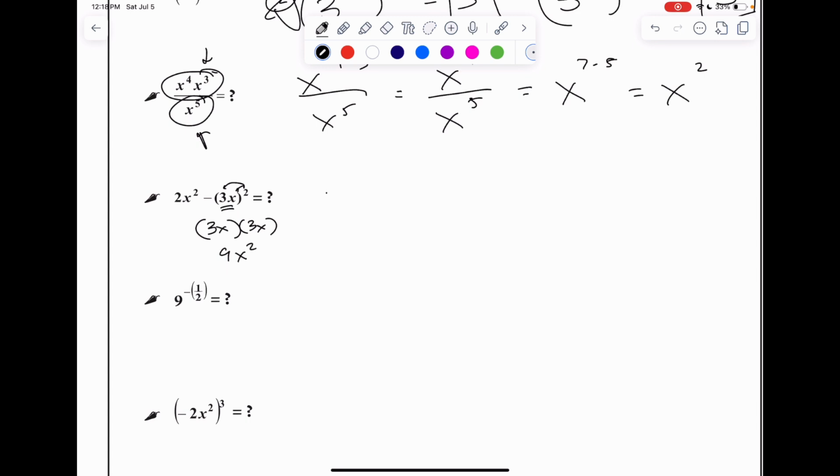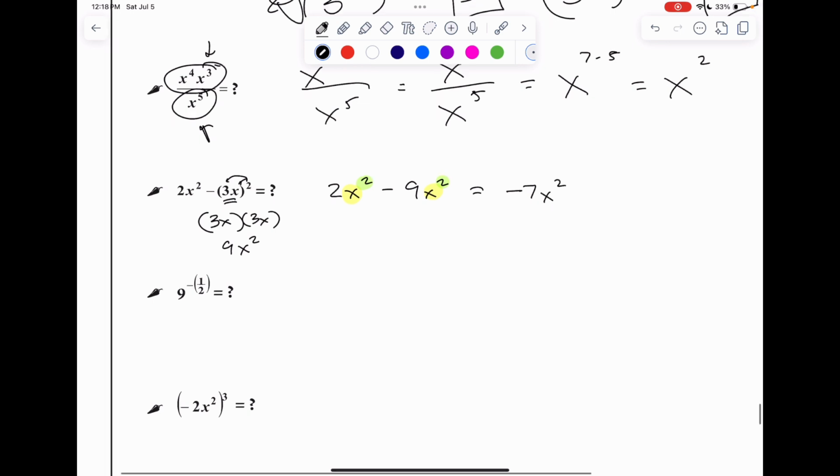So that's going to give me 2x squared minus 9x squared. And again, because these are like terms, they have the same bases and the same exponents. We're going to add or subtract their coefficients. 2 minus 9, that's negative 7, x squareds.